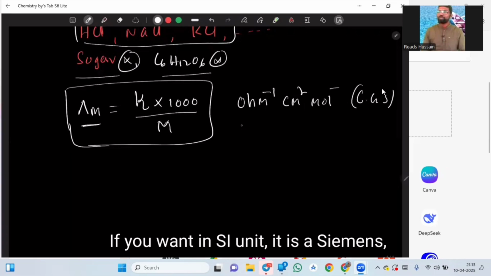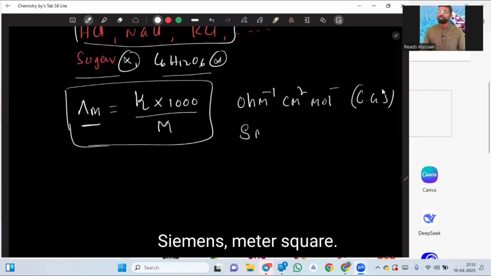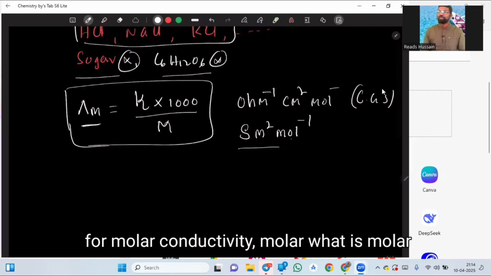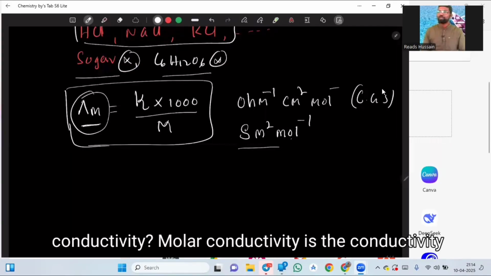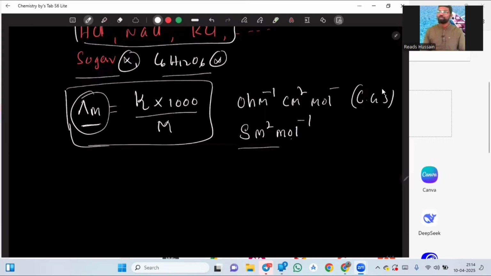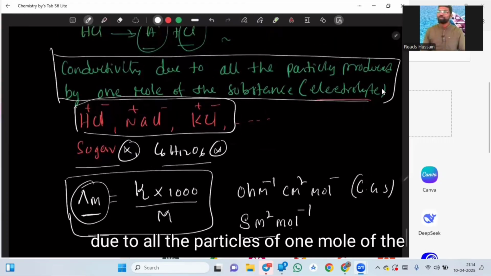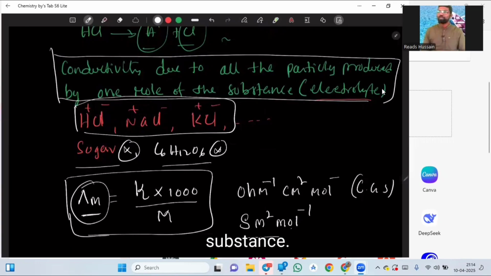If you want in SI unit, it is Siemens meter square per mole. Okay. Note down these two units. These are the units for molar conductivity. What is molar conductivity? Molar conductivity is the conductivity due to all the particles of 1 mole of the substance.